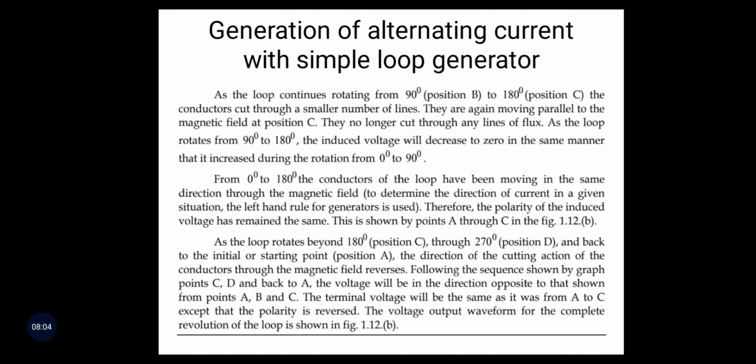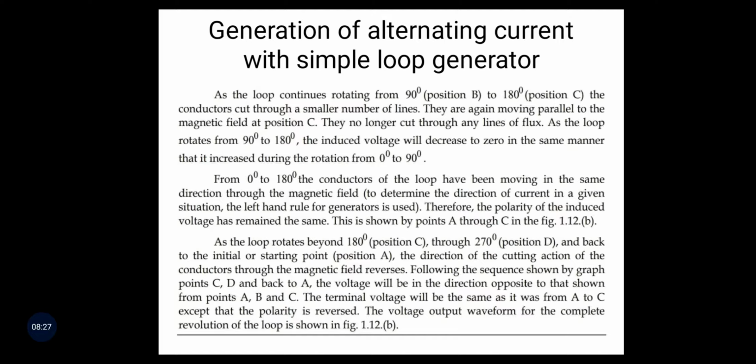From 0 degrees to 180 degrees, the conductors of the loop have been moving in the same direction through the magnetic field. Therefore, the polarity of the induced voltage has remained the same.